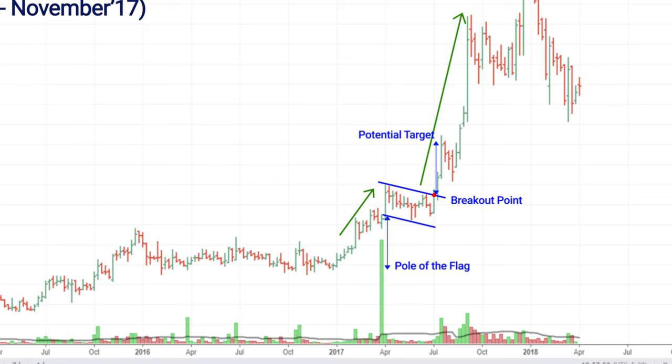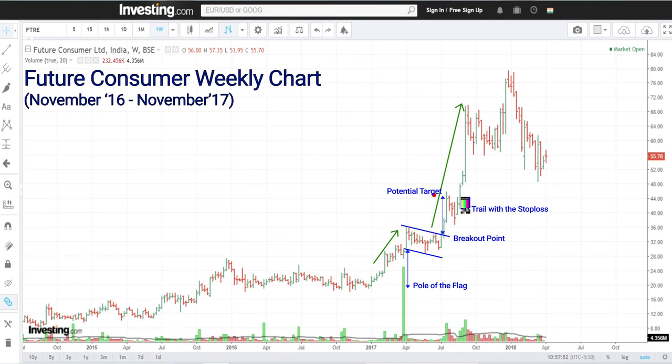The market moved beyond that also, but that was our potential target, and that's why I told you that you can book the entire amount of profit, or book part, or trail the stop loss. Now here we saw the bull flag. Let us now focus on the bear flag also.